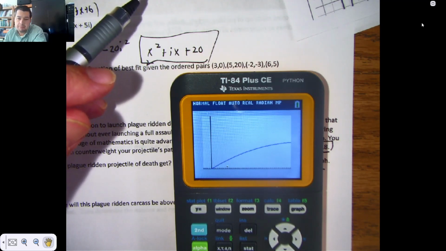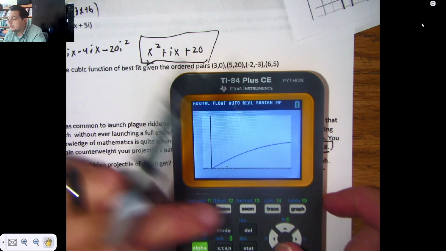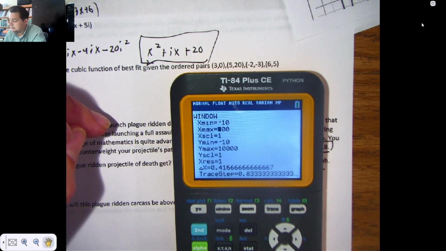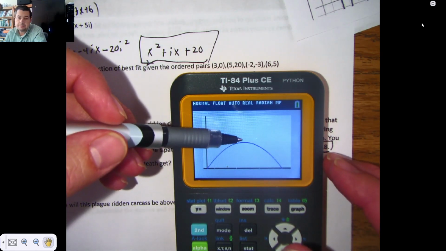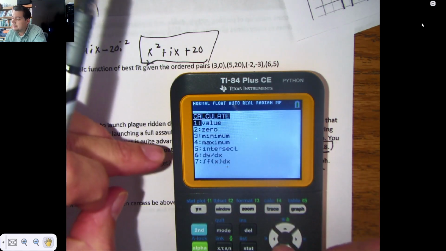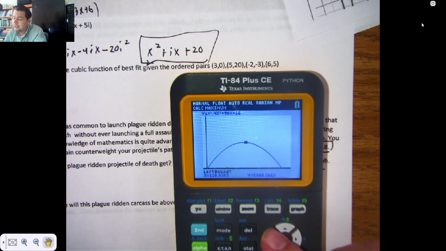Okay, you've probably seen it max out. And now you need to look right. Let's do 250 on X max. And it's just making things up and guessing. There's your vertex. So second trace 4 for a maximum, which is something we've done.